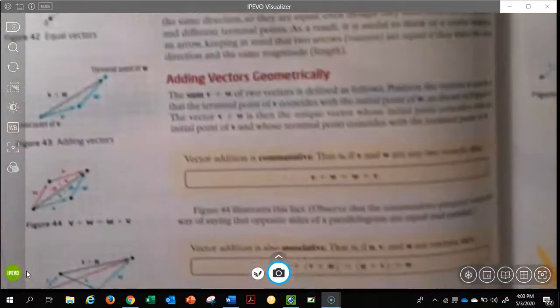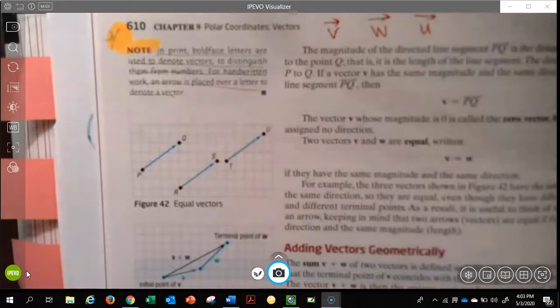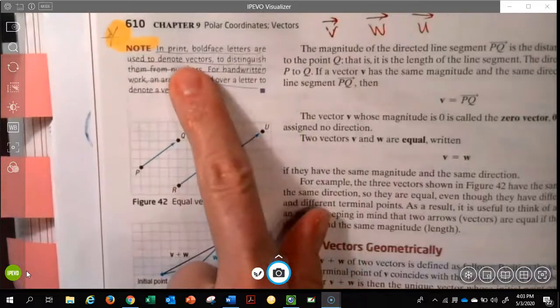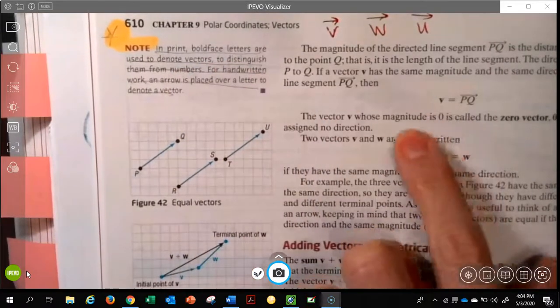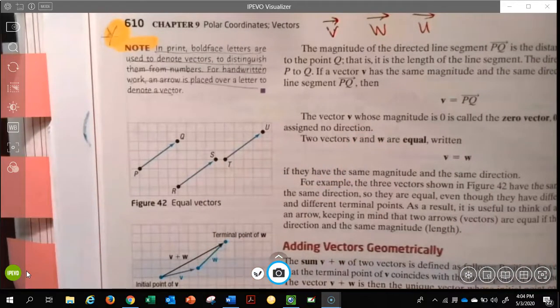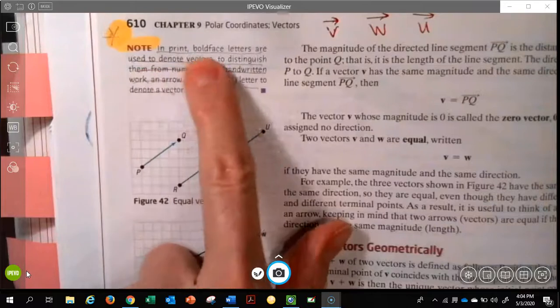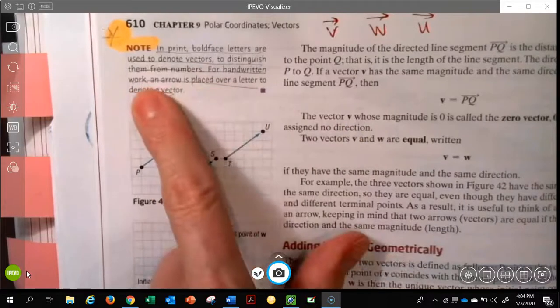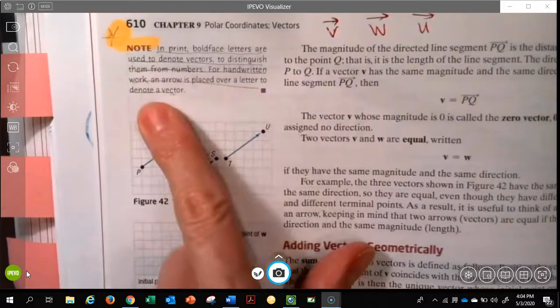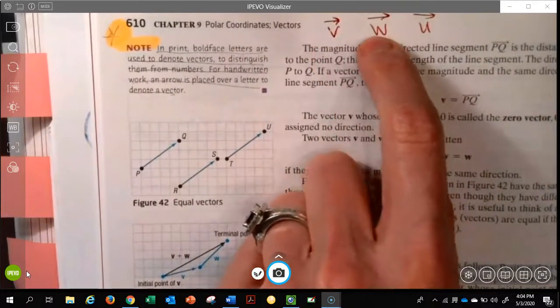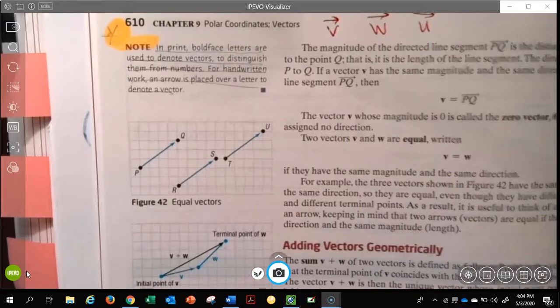And I want to go to the top of the next page. At the top of the next page, I'm going to do a refocus. It says, note, in print, bold-faced letters, because you're about to see a lot of bold-faced letters, and those are our vectors. You and I don't have a built-in feature where we just automatically write in bold, so somehow we have to denote what is a vector. What is used to denote vectors in bold in our textbook, we have to do in our handwriting: an arrow placed over a letter to denote a vector. So I just did a few examples, because then we'll call this vector V, and vector W, and vector U.